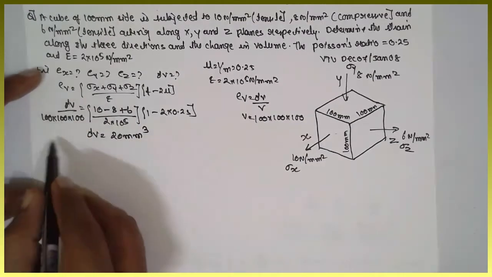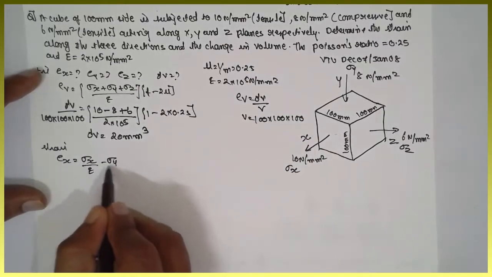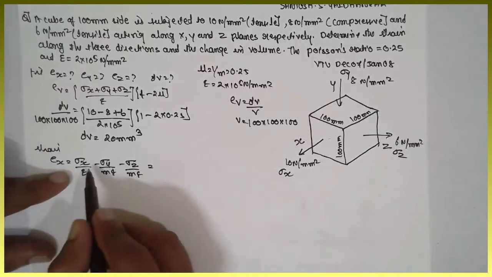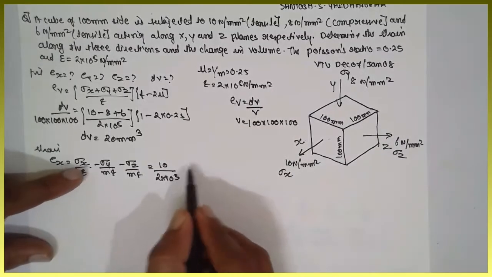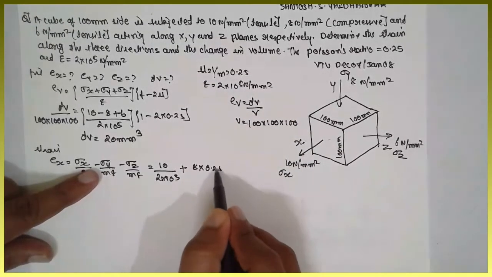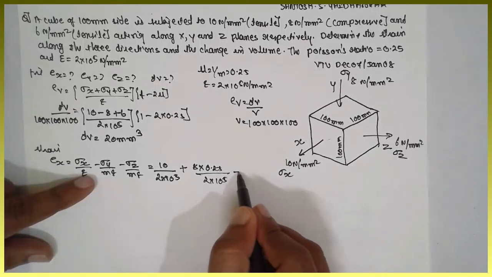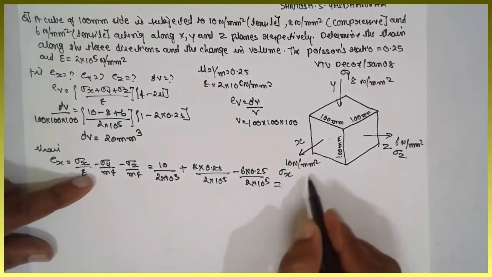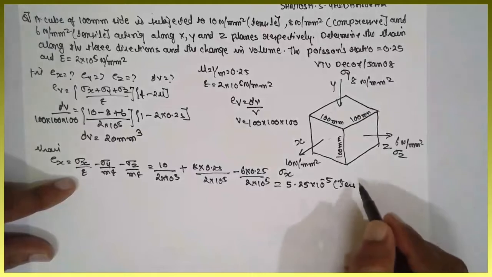Now we have to find the strain in x direction. Ex is equal to, what is the formula? Sigma x divided by E minus sigma y divided by mE minus sigma z divided by mE. Now as per the diagram, I will write the solution. For x, it is 10 divided by 2 into 10 raised to 5. Y is compressive in nature, but with the minus sign it becomes plus 8 into 0.25, because 1 by m is 0.25, divided by 2 into 10 raised to 5, minus z, which is 6 into 0.25 divided by 2 into 10 raised to 5. If you calculate, the answer will be 5.25 into 10 raised to minus 5, tensile in nature, because there is no negative sign.